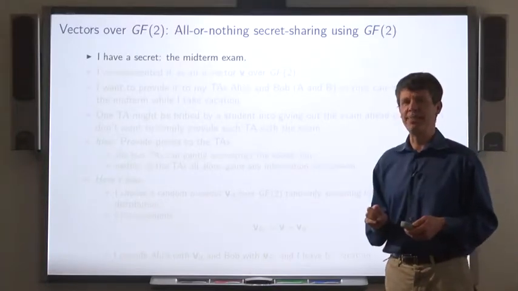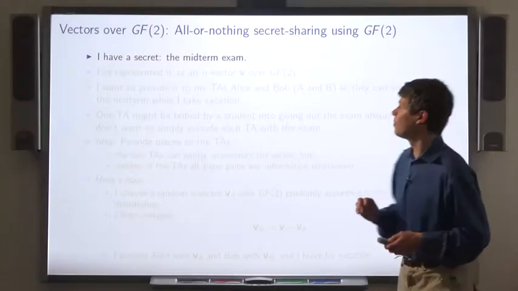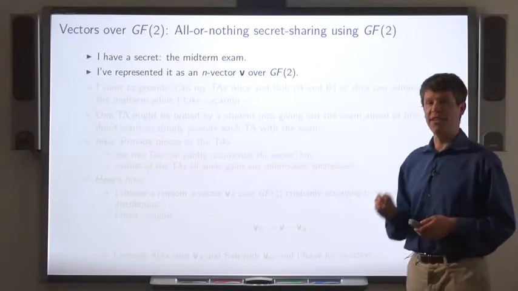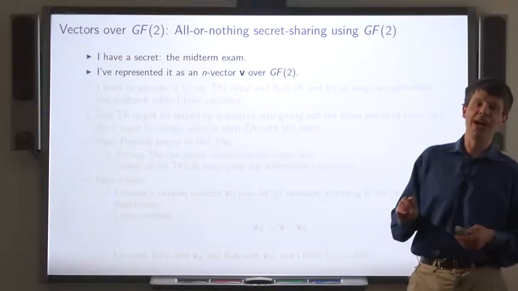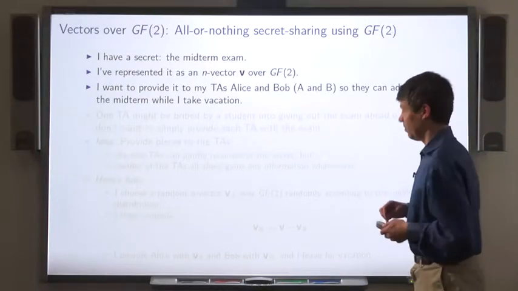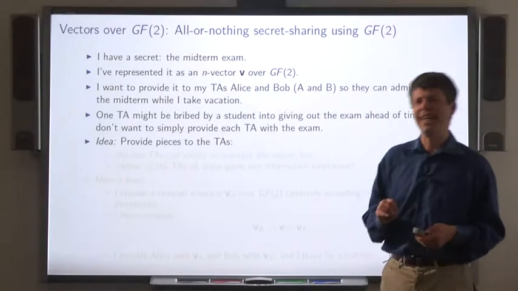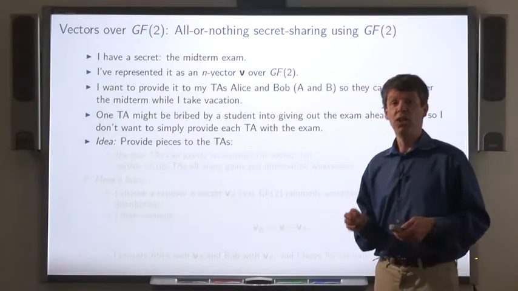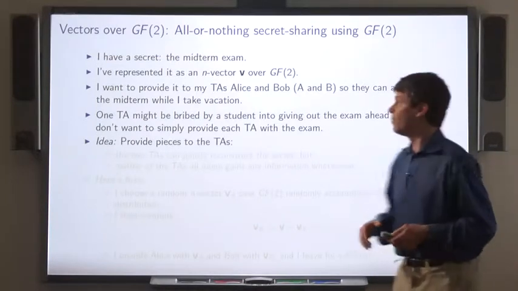Here's another use of the same idea. Suppose I have a secret, the midterm. So I'll represent it as an n-vector over GF2. Now, I want to provide it to my teaching assistants so that I can go on vacation. However, I don't completely trust my TAs. One of them might be bribed to give away the midterm before it's time.